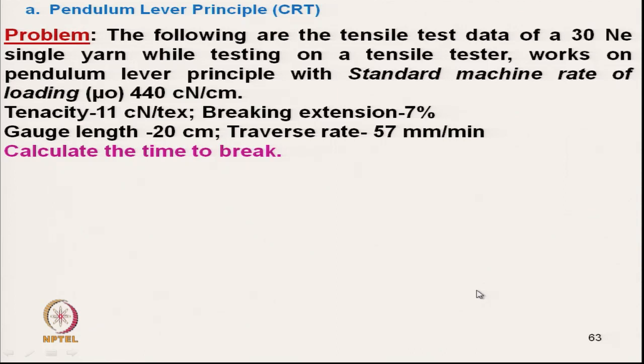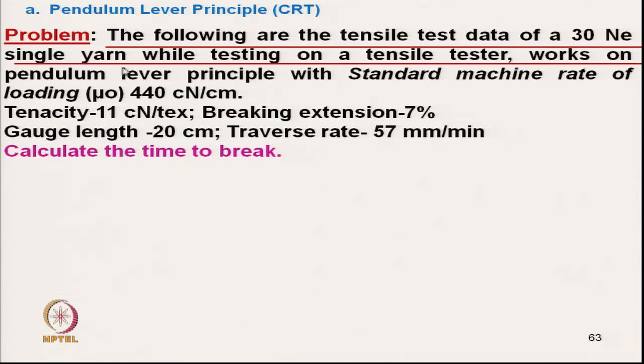Now we will try to solve one numerical here. The following are the tensile test data of a 30 Ne, 30 English count single cotton yarn, while testing on a tensile tester. This single yarn is tested in a pendulum type tensile tester, which works on the pendulum lever principle with standard machine rate of loading. It is given that mu 0 is 440 centinewton per centimeter.